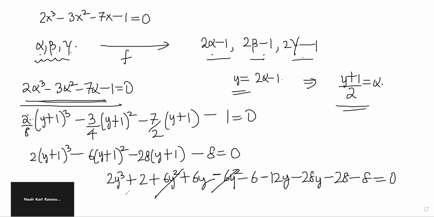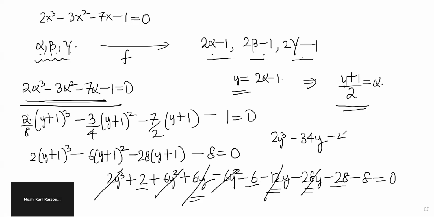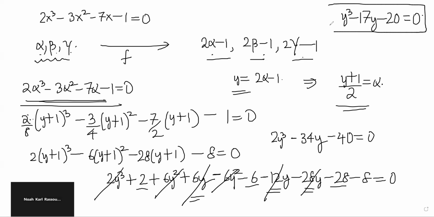So after cancelling everything, you are getting 2y cube, 6y minus 12y minus 28y, so minus 34y, and then you have plus 2 minus 6 minus 4 minus 40 is equal to 0. So my equation is y cube minus 17y minus 20 is equal to 0. And now we know that the equation x cube minus 17x minus 20 is equal to 0 has root y.